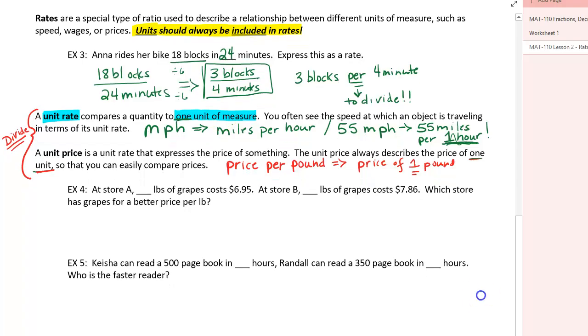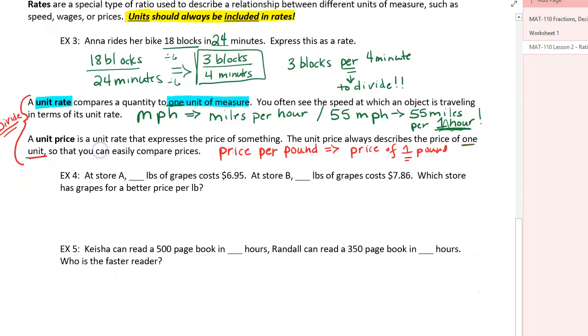In example 4, we have store A, and it is selling 5 pounds of grapes for $6.95. At store B, it's selling 6 pounds of grapes for $7.86. And we want to determine which store has grapes for a better price per pound. It's hard to compare which one is the better price at this point because it's different amounts. Now, this price per pound is a clue, and it is telling us we're going to put price on top because it came first, and pound on bottom.